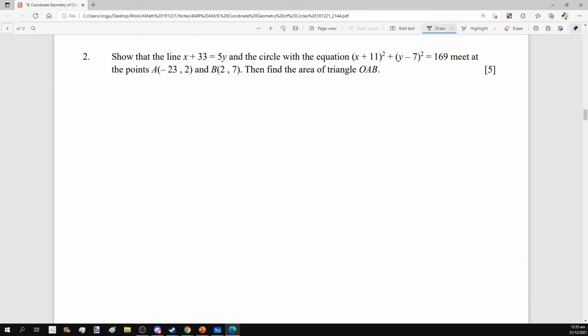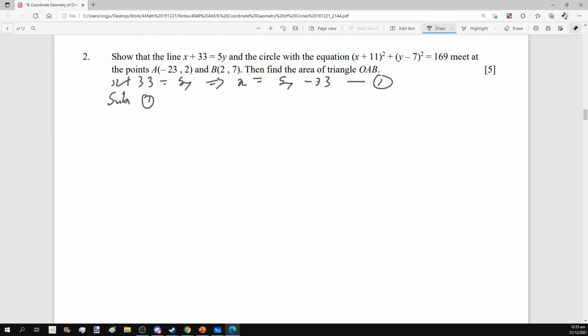They want you to show that the intersection points are these two, and hence find the area of the triangle created by the origin and these two intersection points. So what we can do is, let us start with the straight line and make x the subject by moving away the 33. Then we'll call this equation number 1.